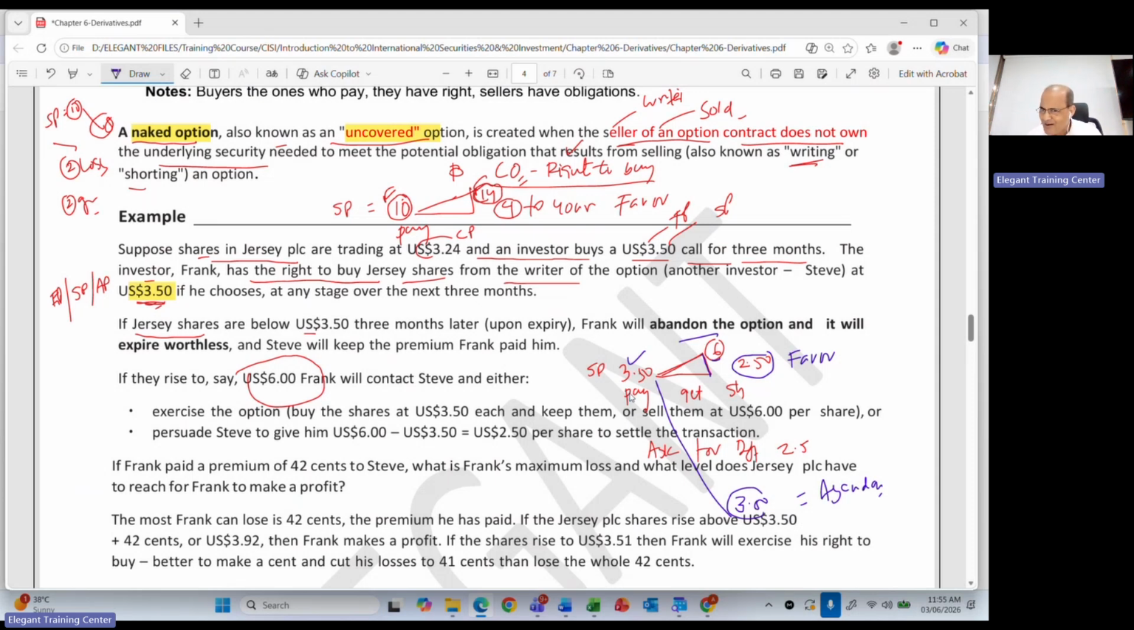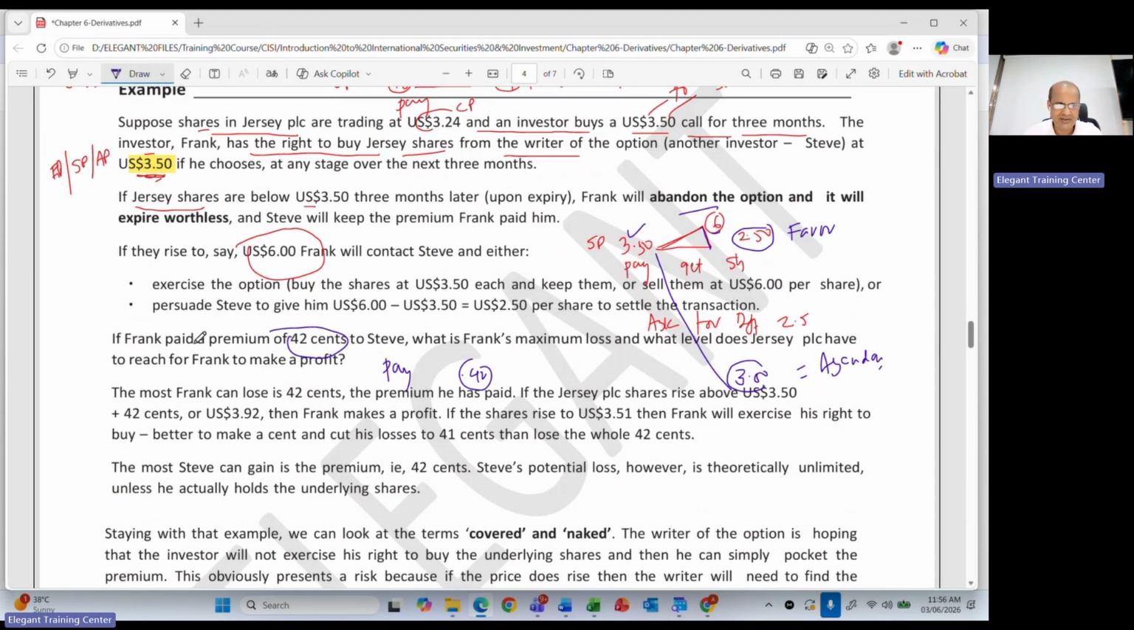You can say, I don't want. That's called abandon. And how much you will lose? Let's say you have paid premium. You have paid premium only 42 cents. So 0.42 only you are going to lose. So for the call option holder, the premium paid is the maximum loss, right? So profit is unlimited, but loss is limited. Okay. You can see this example.